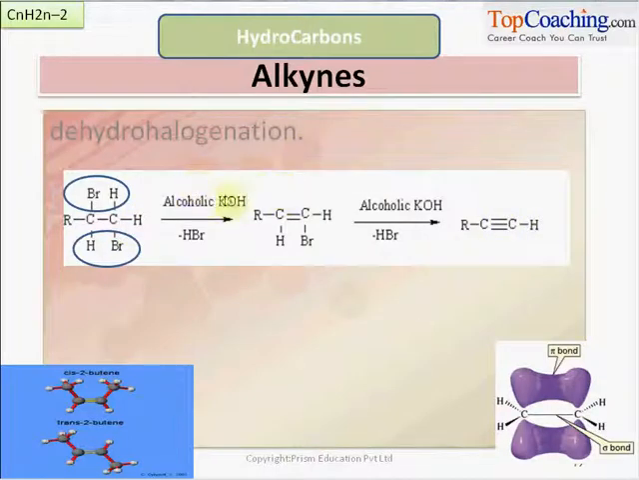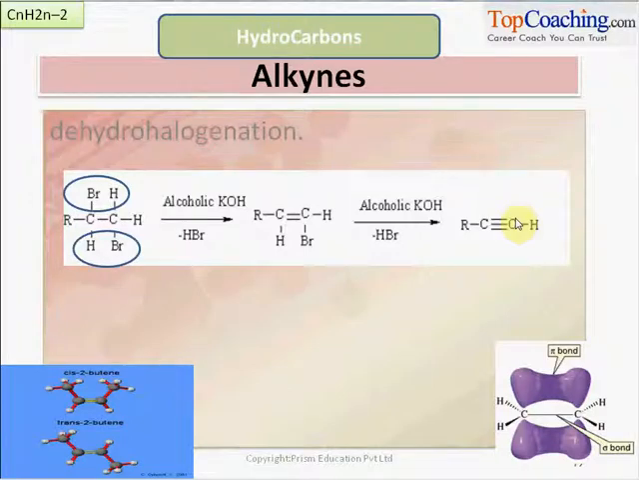A small amount of alcoholic potassium hydroxide would lead to an alkene, a larger amount would lead to an alkyne, right? So this is how we prepare alkynes by the second method. This is called dehydrohalogenation of vicinal dihalides.